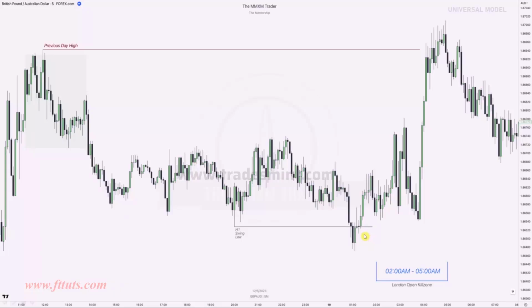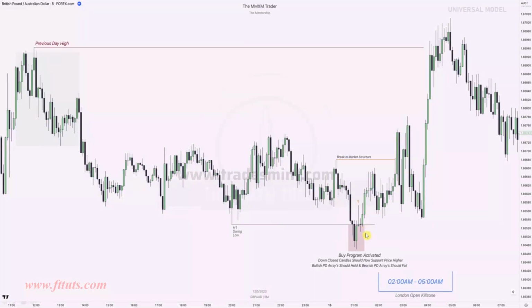Then waiting for a break of structure, as always, and our buy program has been activated. Now, when a buy program is activated, all down close candles should now support price higher, right? And all bullish PD arrays should hold and all bearish PD arrays should fail. So over here, break of structure, right? First indication we're going into a buy program, then a very solid break of structure up here. And remember about that low resistance liquidity, right? We're looking for failure swings and equal highs and equal lows. So we're going into the buy side of the curve.